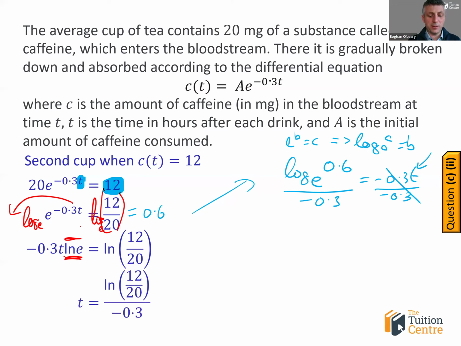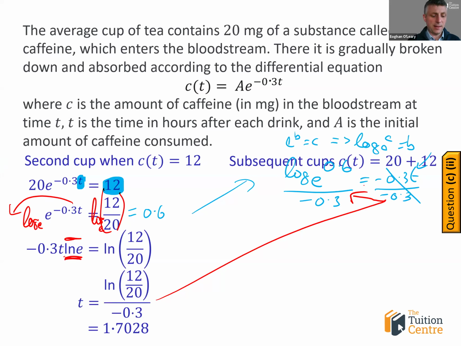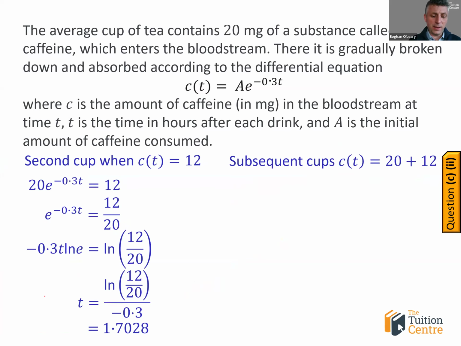So I divide across by the minus 0.3. And remember, that's going to give me the exact same as this one over here. And I get my answer of 1.7028. And that is how long it takes to go from 20 milligrams down to 12.